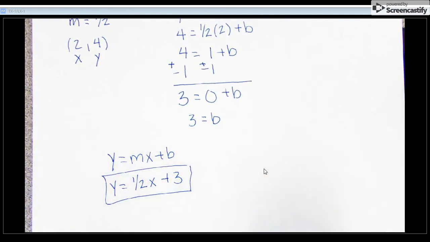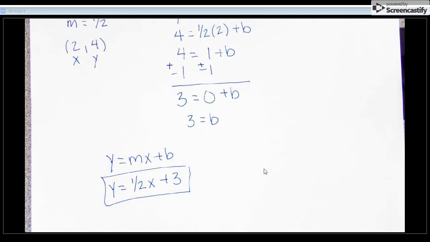And there you have it. You have completed finding the y-intercept from a slope and a point.